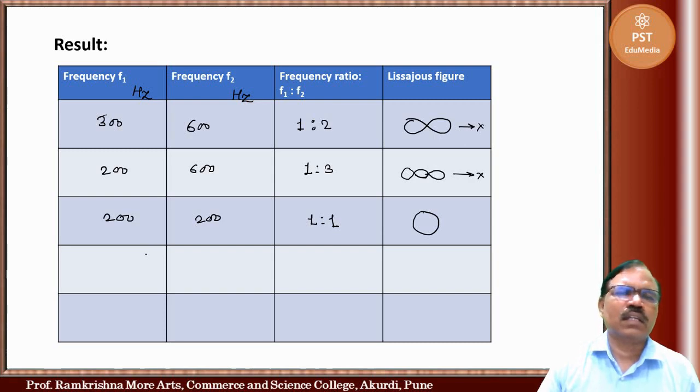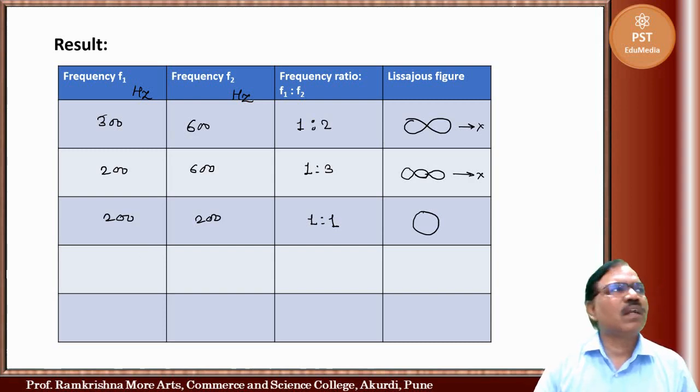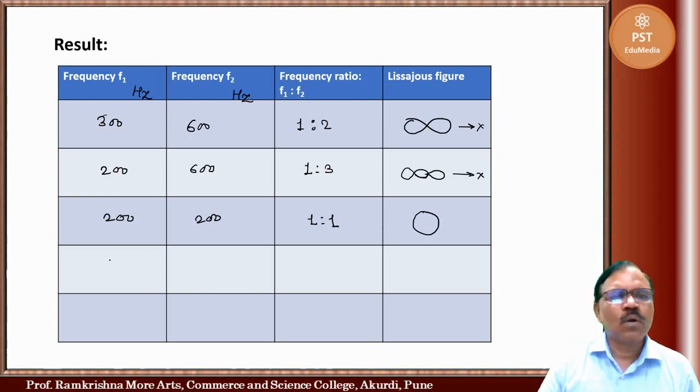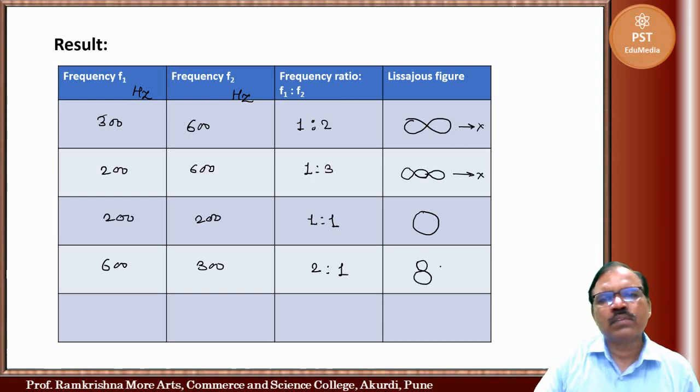I got a circle because if amplitudes are equal, it is a circle. If amplitudes are not equal, it will be an ellipse. Now next one, 600, 300. So the frequency ratio is 2:1, and I got vertical 2 loops along the y-axis.